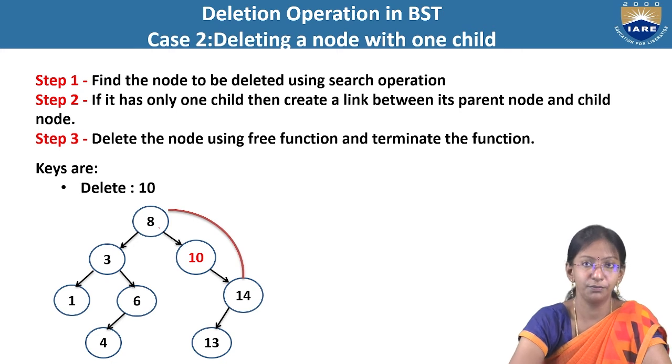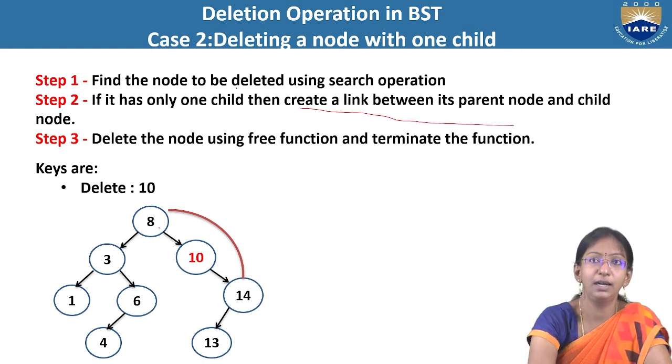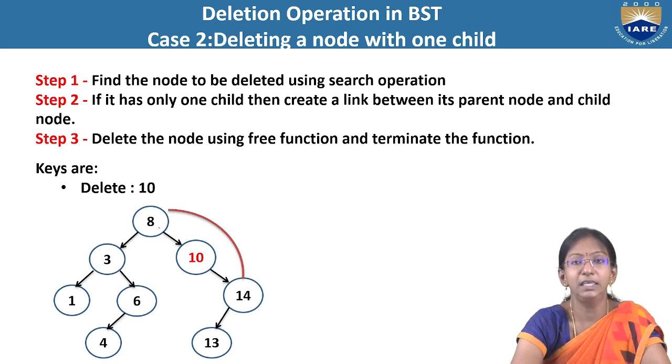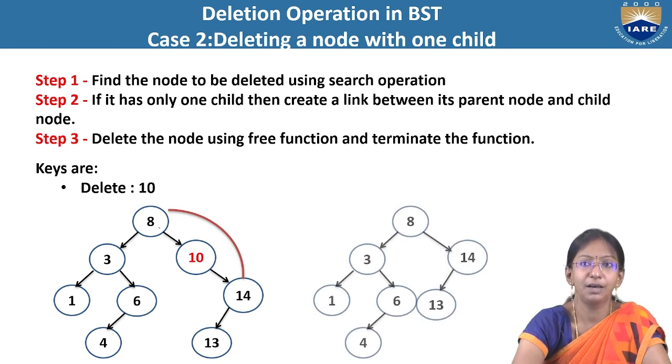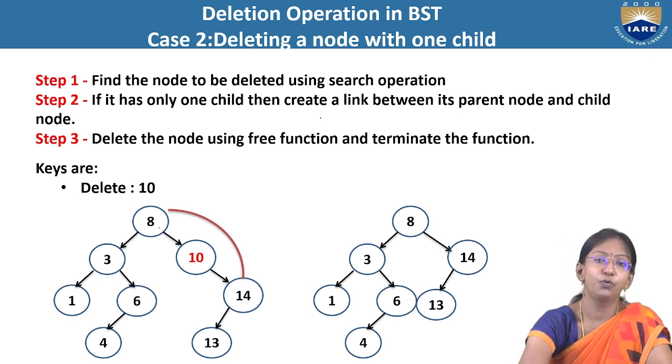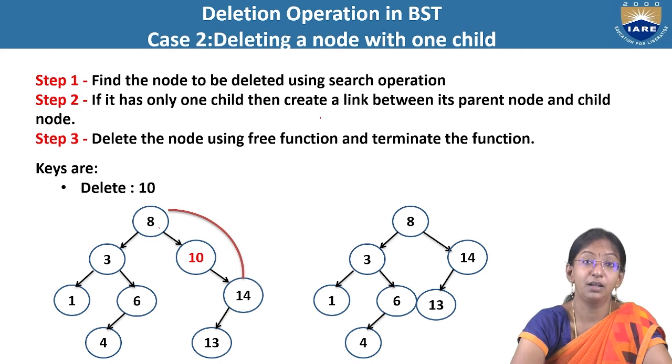The formula is the same for all, right? If you find that the element you want to delete has only 1 child, then create a link between its parent and child. As you have seen, I have marked it very clearly. I have created a link between the grandparent and the child, deleted the node, and terminated the function. Let's have a look at this one. If you remove 10 from the picture, 14 becomes the child of 8, a right child of 8.